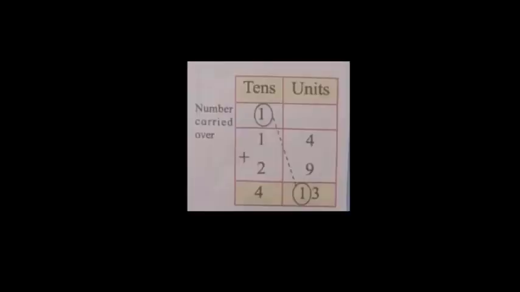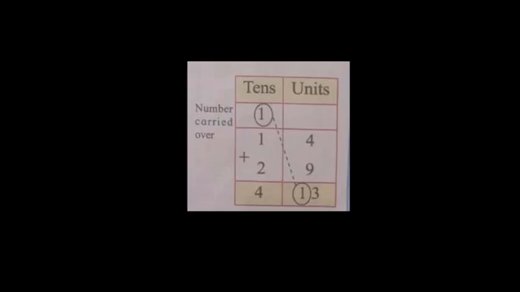Next example, 14 plus 29. We have to start adding from the units place. 4 plus 9 is 13. So without writing 1 next to 13, we have to carry 1 in the tens place and write down only 3 in the units place.